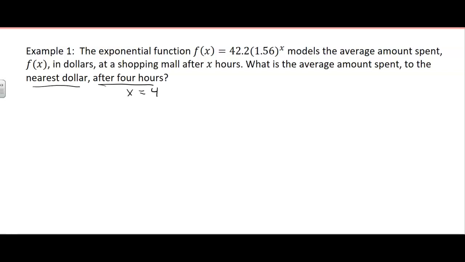Okay, so we're going to go to the mall for 4 hours. How much money do we think we're going to spend? This model predicts that. So we're finding f of 4. x is 4.